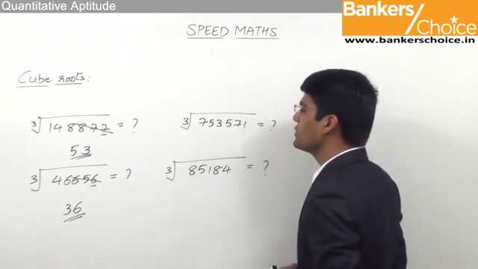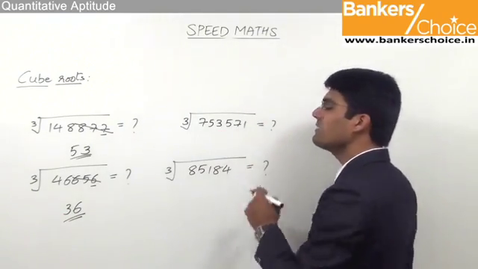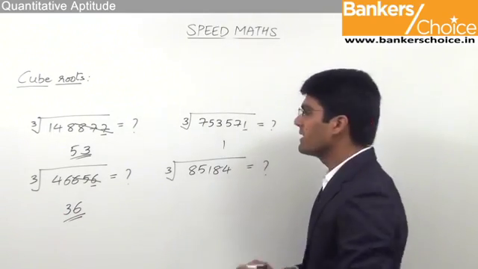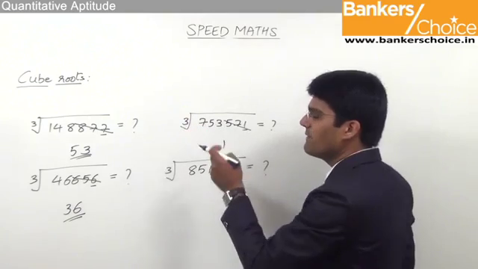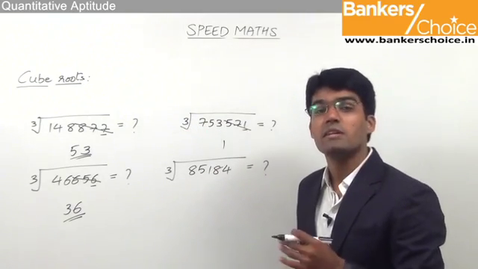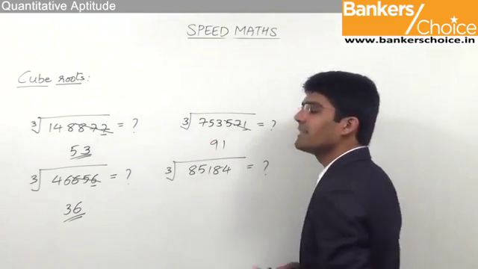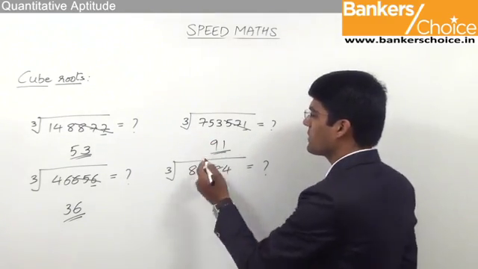The next one here is cube root of 753571. When a number ends with 1, cube root ends with 1. Leave the last 3 digits. Less than 753 and a perfect cube is 729. 729 is 9 cube. So here 9 will be the tens place. So that's the answer for question number 3.